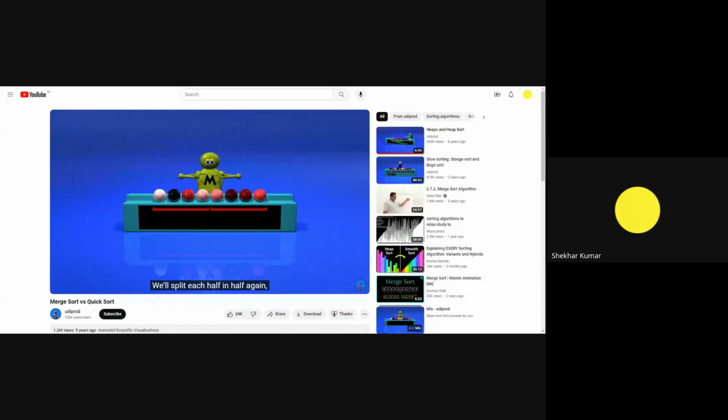We'll split each half in half again and again until we reach sequences of size 1. These are already sorted. And now we can work our way back up again until we reach a fully sorted sequence. Two sequences of size 1 can be merged using a single comparison, creating a sorted sequence of size 2. Now that we have 2 of these, we can merge them into a sequence of size 4. And so on.